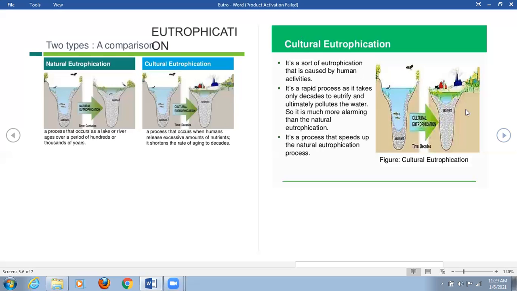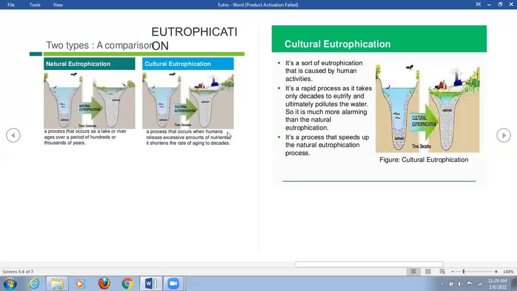Again, on the right hand side of your screen, it explains the cultural eutrophication. As I told you, this is the sort of eutrophication that is caused by human activities. So it is a rapid process. It only takes place in decades to a century. So it takes less time, and ultimately it pollutes the water. So it is much more alarming than natural eutrophication. It is a process that speeds up the natural eutrophication process.